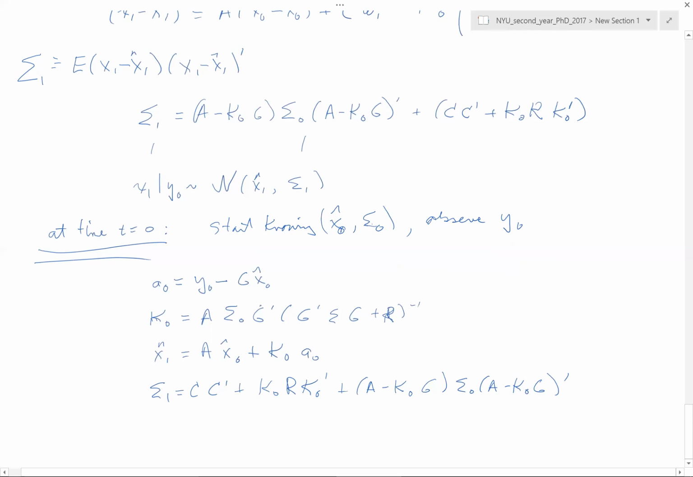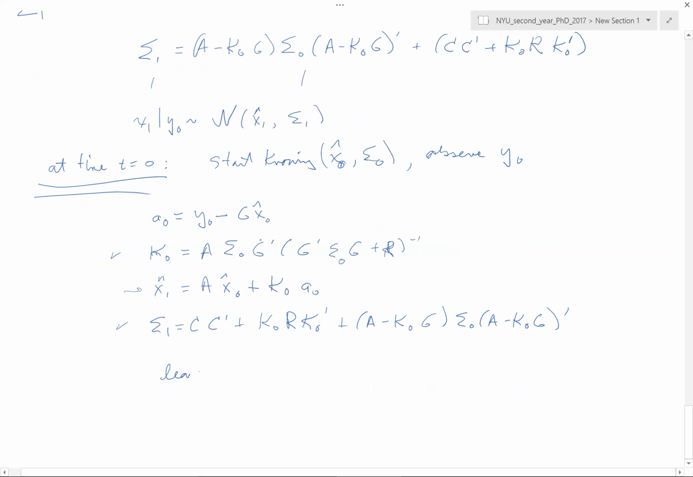So then what I do is I do things in this order. I form K0. Actually, what you'll notice is I could have done this right away. And after I've done this, I could do this. But to do this, I have to know K0. Okay. So what I come out of here is I leave knowing that the conditional distribution of x1 is normal, x1 hat, sigma 1. I leave knowing that.